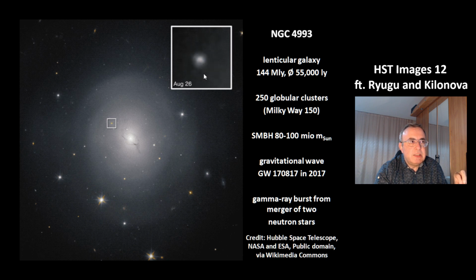And there was an increase in brightness. This comes from a gamma ray burst of a merger of two neutron stars. There was also a gravitational wave detected, GW170817 in 2017. The galaxy contains a supermassive black hole with a mass of 80 to 100 million solar masses.